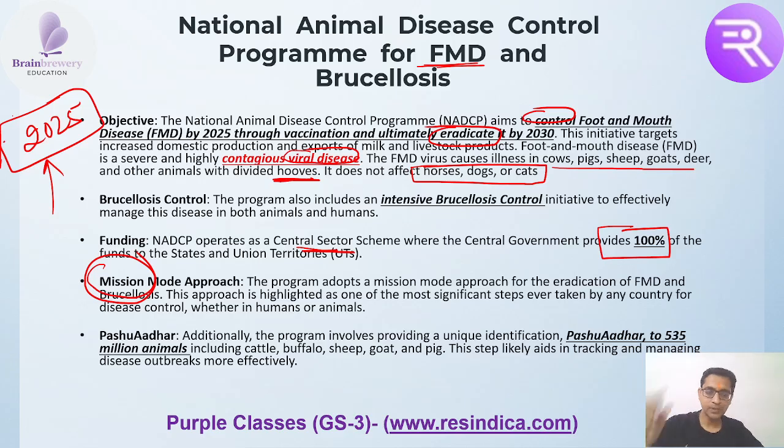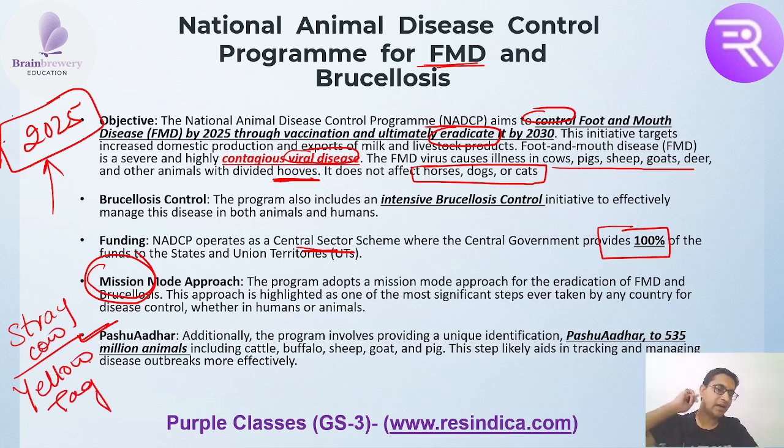So this is the first program, a more significant step than has been taken by any other country for disease control. We are also launching Pashu Aadhaar. If you have seen stray cows, you might have noticed a yellow tag attached to their ears. That is called Pashu Aadhaar, providing unique identification to livestock, whether cattle, buffalo, sheep, goats, or pigs. This is linked with tracking and managing disease outbreaks, because if we properly provide the tagging, it is easier to manage these outbreaks.